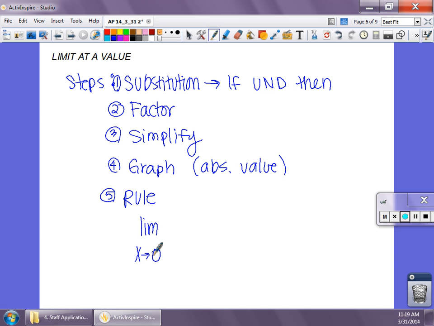Limit as x goes to 0 of sine of x over x has to be what value? 1. And you get tested on that. What if I change this value? What if I made that 2? Oh, no, not 2. Yeah, 2. 2 would work. Is it still 1? No, because the rule says it has to be limit as x goes to 0.